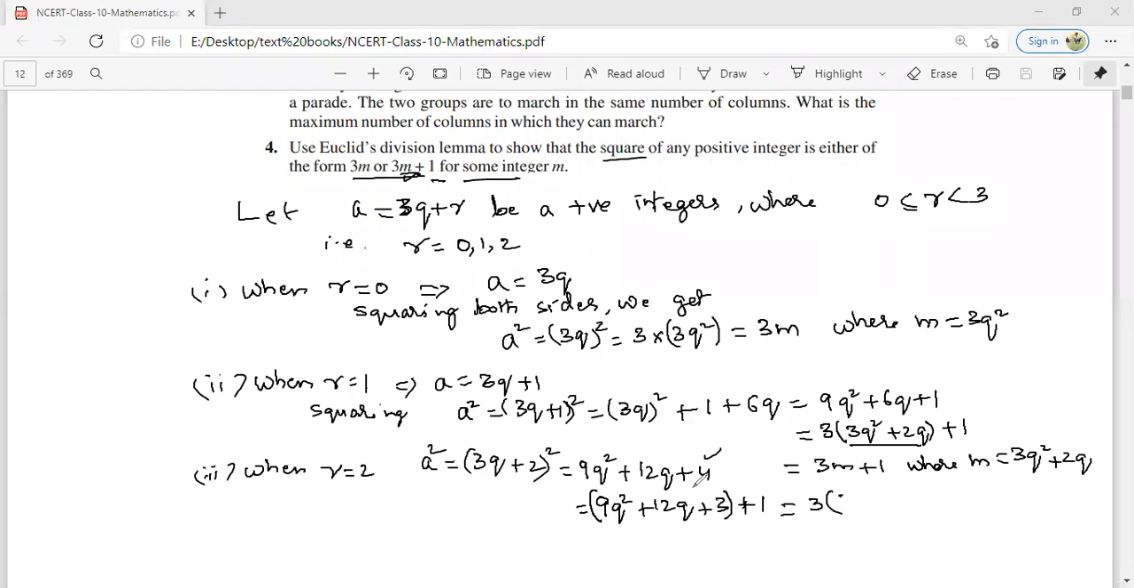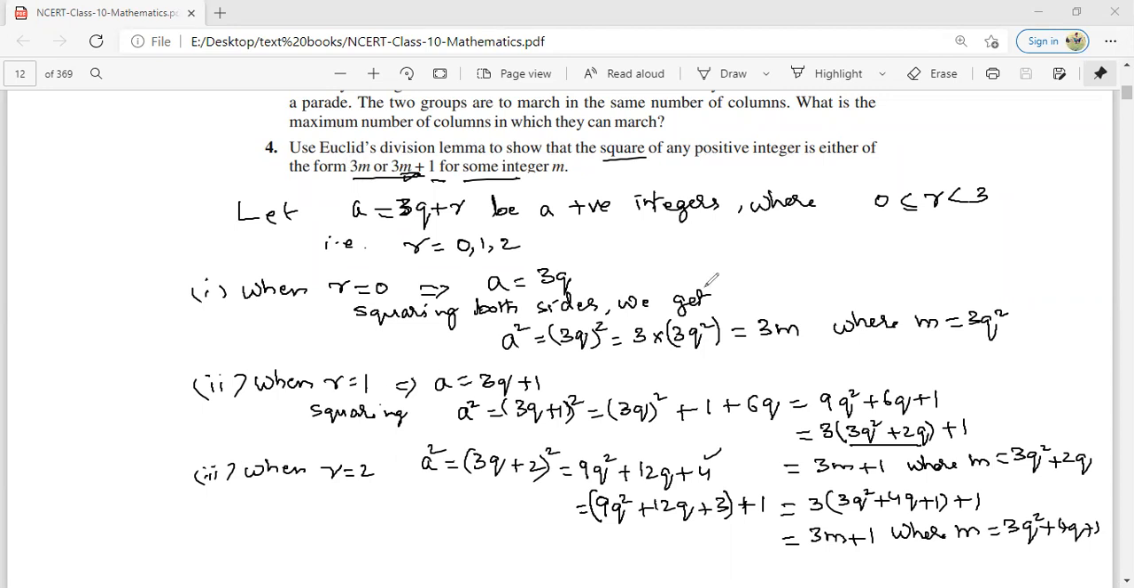So 3 3s are 9, 9, 3 4s, Q square and 1. Yes, 3Q square plus 4Q plus 1. Plus 1. It can be converted into the format 3M plus 1, where M is equal to 3Q square plus 4Q plus 1. So it is proved that the square of any positive integer is either of the form 3M or 3M plus 1 for some M.